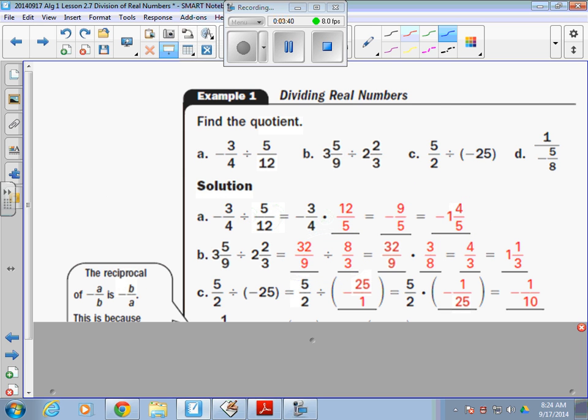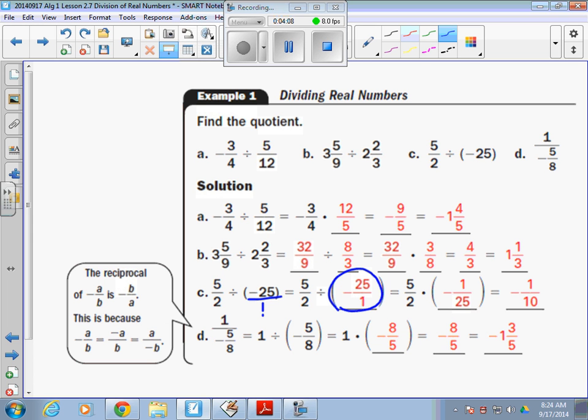Next one says 5 over 2 divided by -25. Remember, everything can be over 1. So that's what we have here, -25 over 1. Change division to multiplication. Make it say -1 over 25. Flip it. Use the reciprocal. 5 times -1 is -5. 2 times 25 is 50. The number 5 goes into both. It goes into 5 one time, and into 50 10 times, -1 over 10.